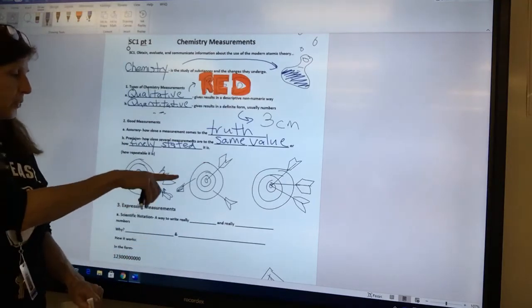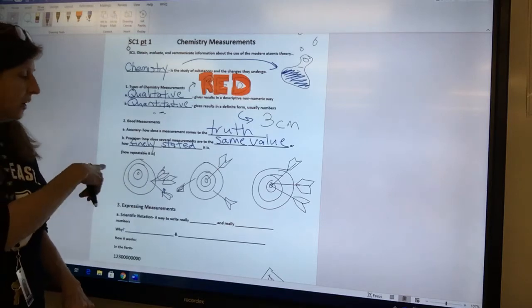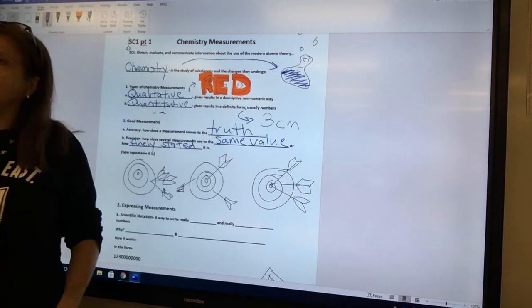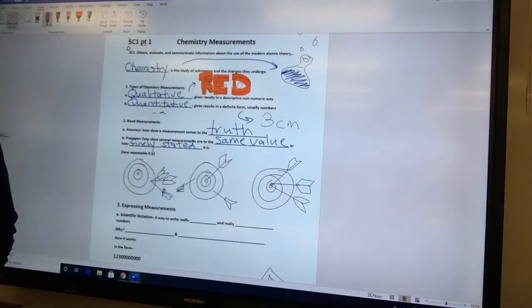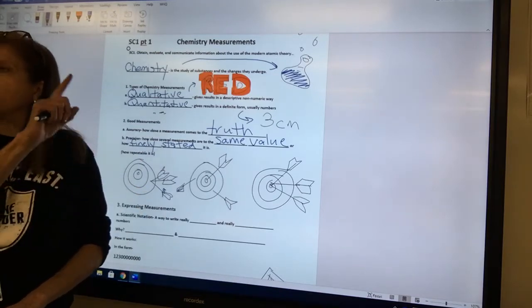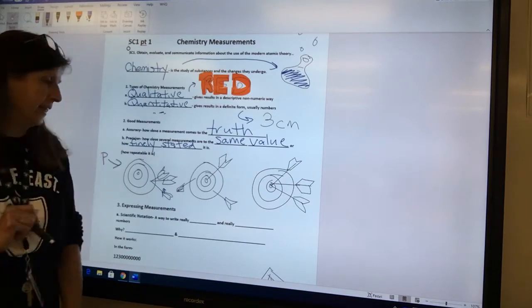Right here, I have 3 arrows. You can color your bullseye if you want, color your arrows. But here I have 3 arrows close together, but they're wrong. Is that accuracy or precision or both or neither? Precise. I'm precise, but not accurate, right? I repeated it. I just repeated wrong 3 times. So this is precise. I'm going to put a P and draw it to that one.